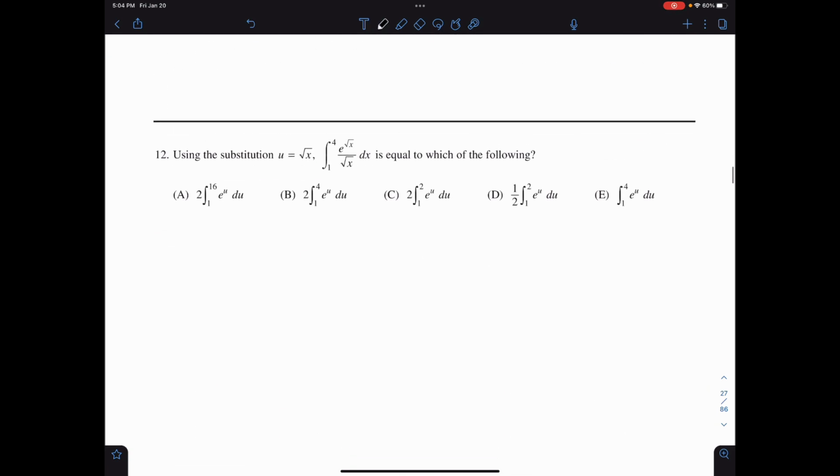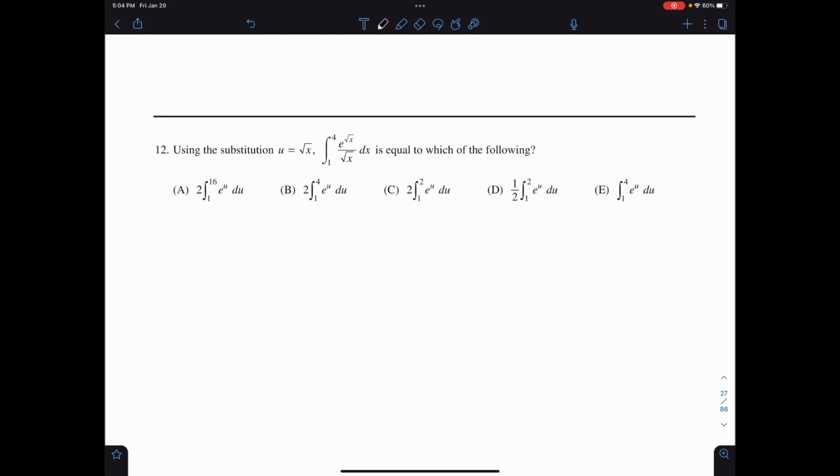All right, so now for 12, using the substitution of u equals the square root of x, the integral from 1 to 4 of e to the square root of x over the square root of x dx is equal to which of the following? So whenever we have a u sub, we need to plug in our value of u, but also our value of du. So once you know what the u is, it also helps to solve for du. And just to make this easier, I'm going to rewrite my u as x to the 1/2.